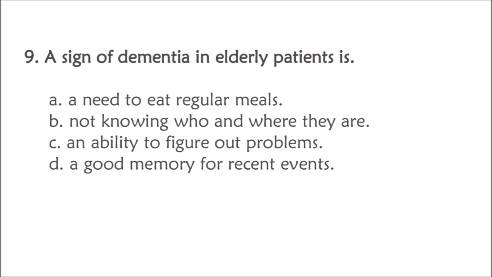9. A sign of dementia in elderly patients is A. A need to eat regular meals. B. Not knowing who and where they are. C. An ability to figure out problems. D. A good memory for recent events. The correct answer is B. Not knowing who and where they are.